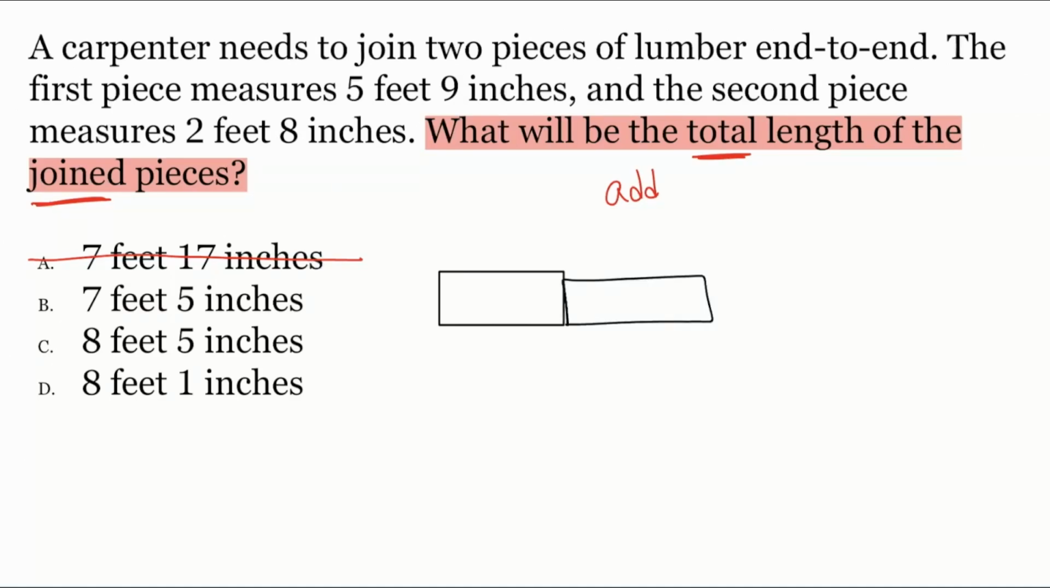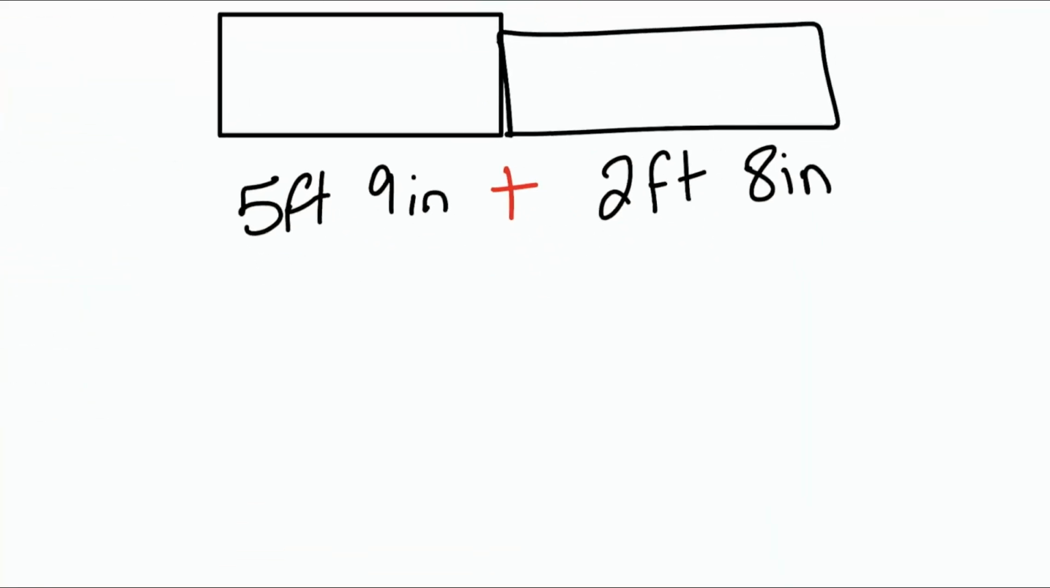Now it says the first piece measures 5 feet and 9 inches. Second piece is 2 feet and 8 inches. So with that here, we have 5'9", and then we have 2 feet and 8 inches. And we said, everybody, clearly already that we would add. So before I continue, are we in agreement that we are supposed to add these two lengths together right now? Perfect. Let's get it done here.